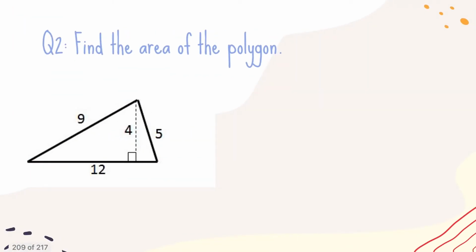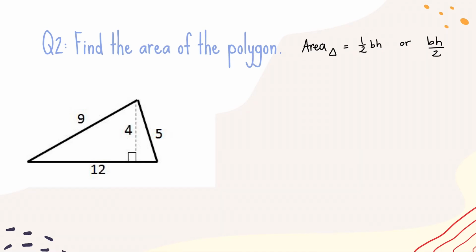All right, question number 2 is find the area of the polygon, and this polygon is a triangle. So starting off is just to write area of a triangle equals 1/2 base times height. Or some people like seeing it as base times height divided by 2. So that's up to you guys.